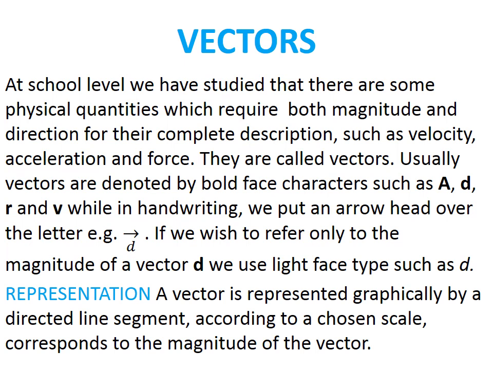They are called vectors. Usually, vectors are denoted by bold-face characters such as A, D, R and V, while in handwriting we put an arrowhead over the letter, for example D bar. If we wish to refer only to the magnitude of a vector D, we use light face type such as D. Now representation. A vector is represented graphically by a directed line segment according to a chosen scale, which corresponds to the magnitude of the vector.